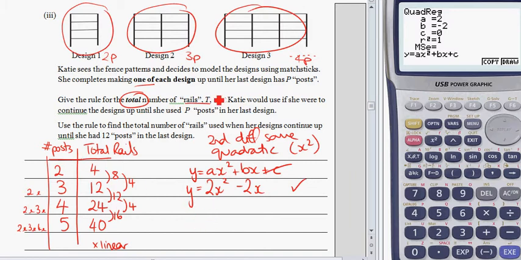Now if you can use the letters that they've hinted at up here, that would be even better. So if we use t for the total, it's going to be 2 times, our x here is the number of posts, p. 2 times p squared minus 2 times p.